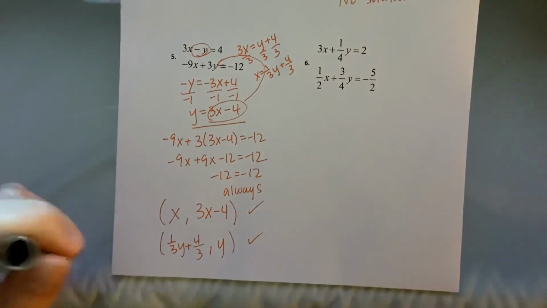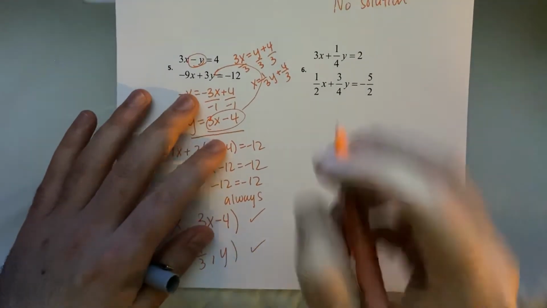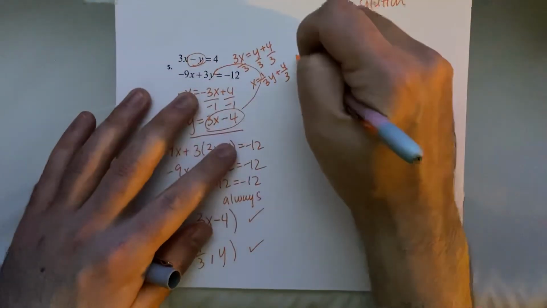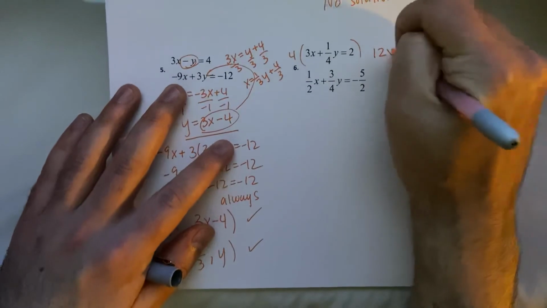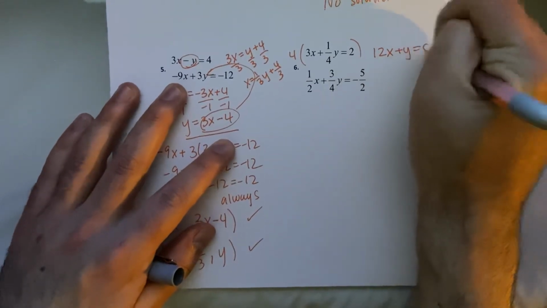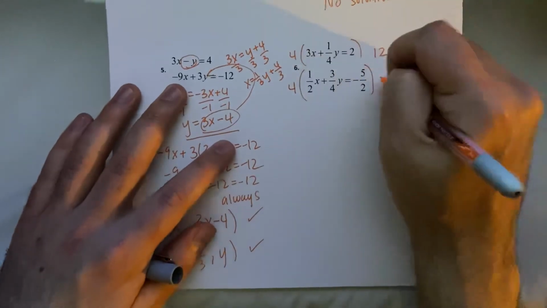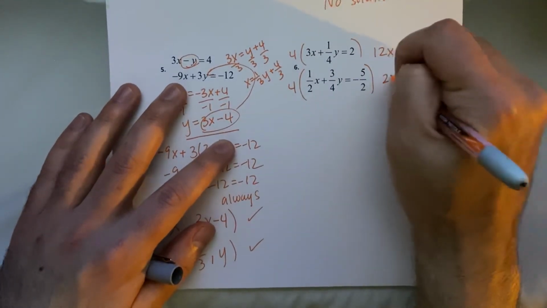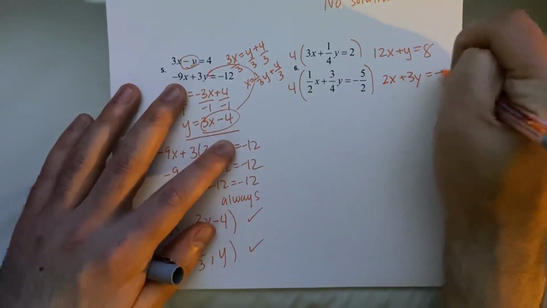If we've got fractions, we can manage. We can even clear the fractions. Let's say I multiply this first equation by 4 to get 12x plus y equals 8. I multiply the second equation by 4 as well. I get 2x plus 3y equals negative 10.